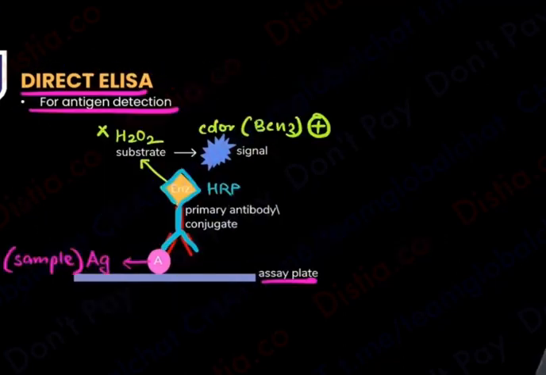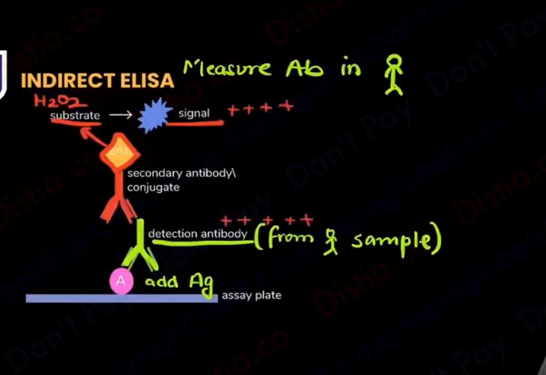In direct ELISA, direct patient ka sample dala, khatam. That's all that you had to do because you were testing antigen. Whereas in indirect ELISA, first you add an antigen, then you add the patient sample indirectly because now you want to test for antibodies. Let's come to the third one, sandwich.